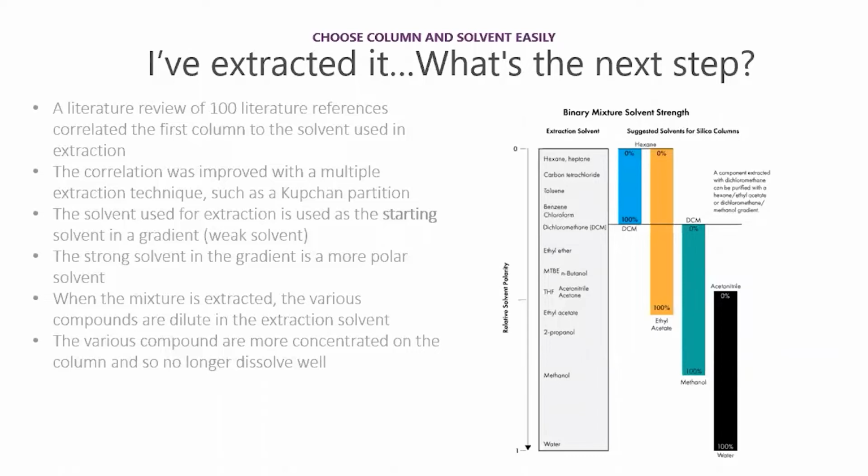This chart works because during the extraction, the compounds are very dilute, and it takes a stronger solvent to dissolve the compounds and elute them in a concentrated band off the column.